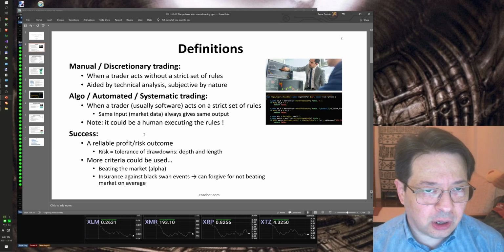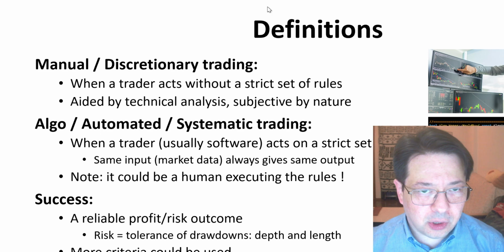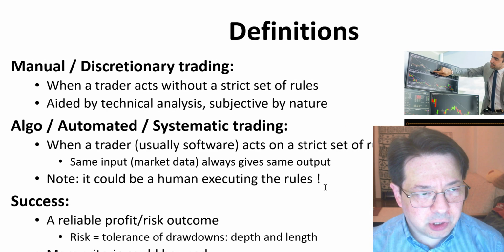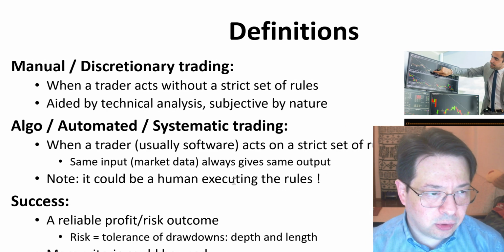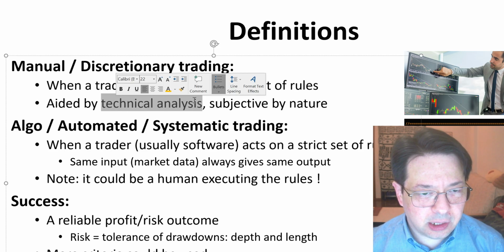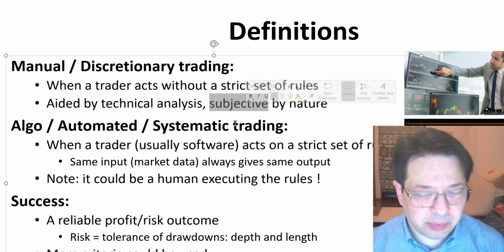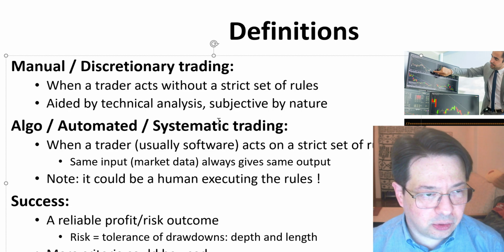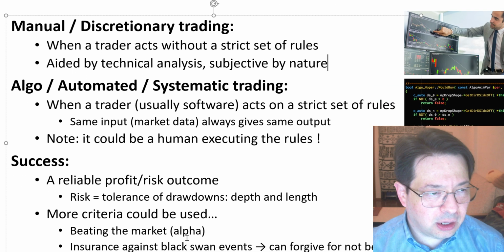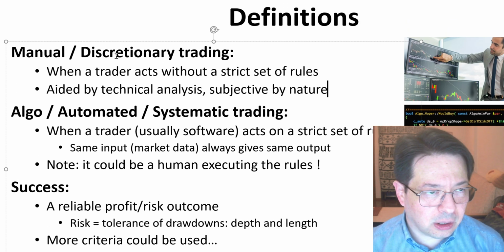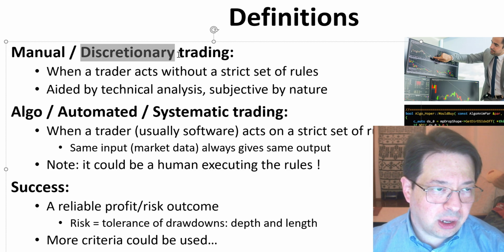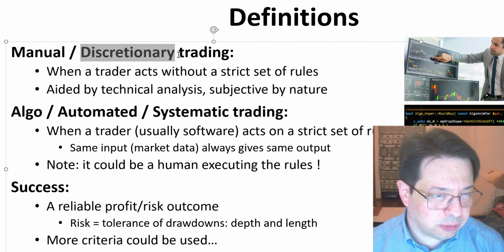So first I would like to go for definitions, clarify what I mean by manual and algorithmic trading. Manual trading is pretty much when a trader acts without a strict set of rules. It may be aided by technical analysis, but technical analysis by itself is actually very subjective by nature. So it's not a strict set of rules, just using technical analysis. Manual trading can also be defined as discretionary trading. I actually prefer this term because it really highlights the fact that one acts with his own discretion.